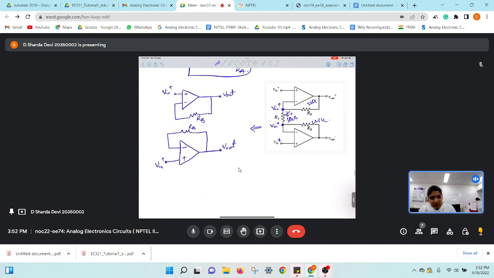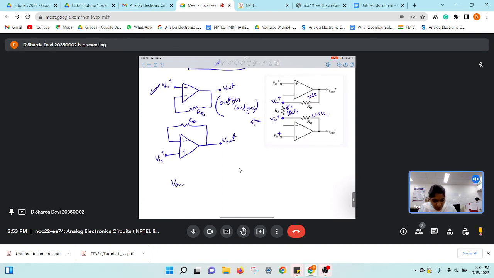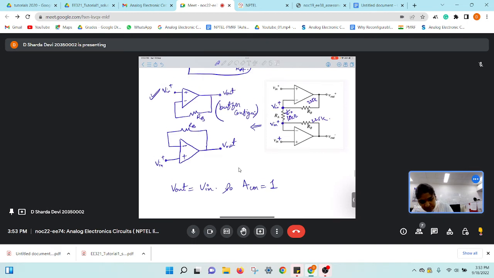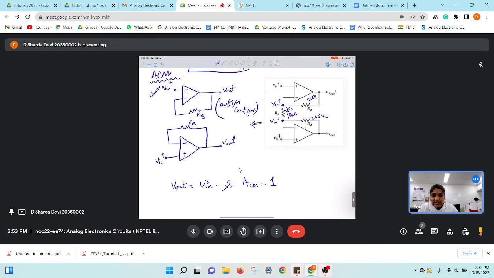Now if we look into just one of these op-amps, let's say consider this first circuit, so what we can simply see is that this is a buffer configuration, right? So when this is a buffer configuration, what happens? V out will be equal to V in. So gain will be 1, right? Is this clear to everyone? So this is the analysis for ACM. Is this clear to everyone?